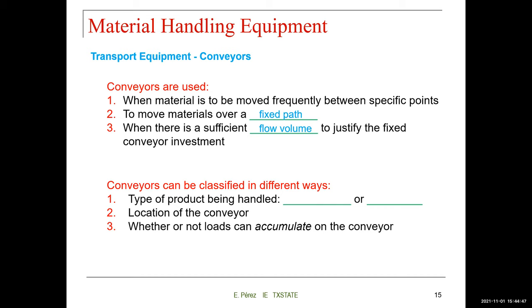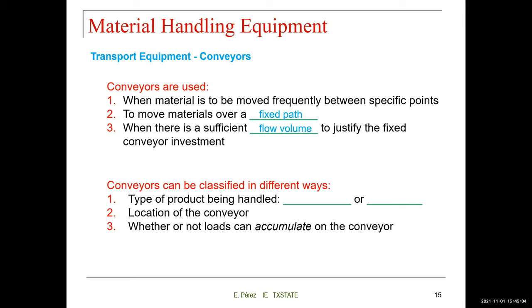when there is sufficient flow volume to justify the fixed conveyor investment. So these are very expensive material handling equipment. So you want to make sure that you have a high volume of products moving between those two points to justify the cost of that equipment.